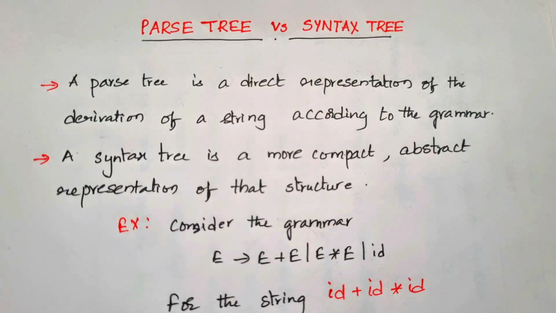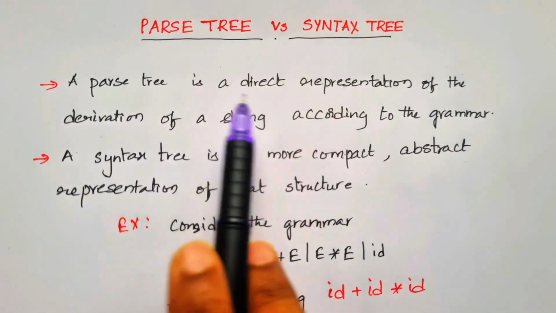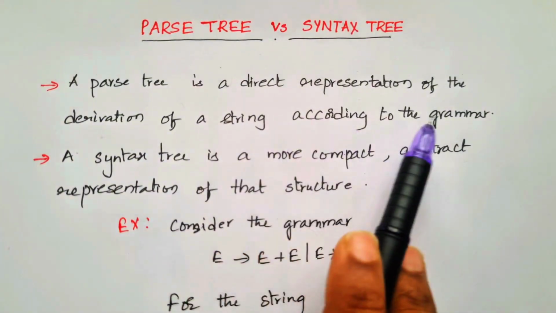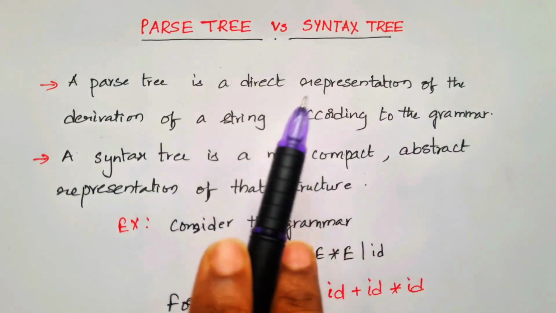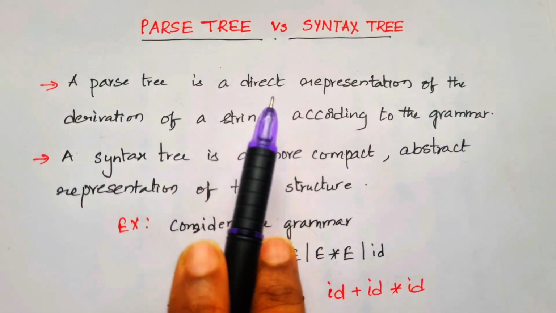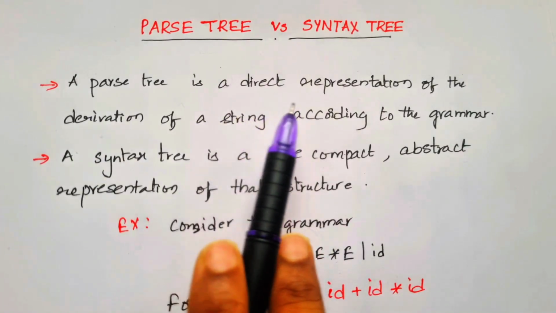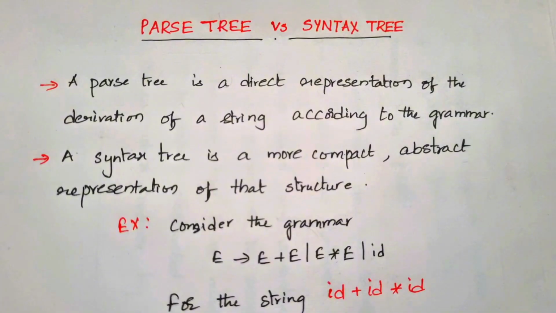In this video, we shall see the difference between parse tree and syntax tree. A parse tree is a direct representation of derivation of a string according to the grammar. Okay, it is also known as concrete syntax tree. It means it contains all non-terminal symbols, terminal symbols, and production rules used in the derivation process.